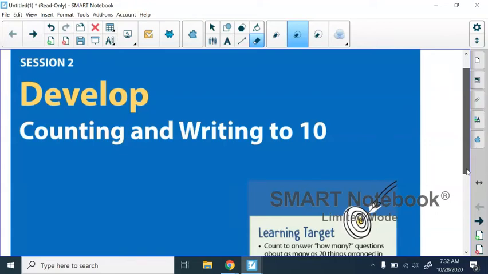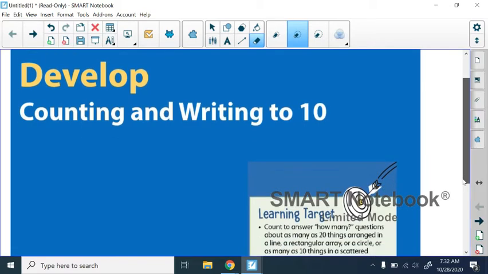Hello, boys and girls. We're going to continue to develop our understanding of counting and writing to 10 today for math.